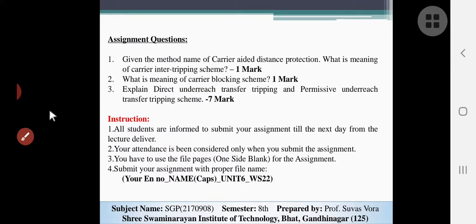So today's worksheet questions: give the method name of the carrier distance protections, and what is the meaning of the carrier inter-tripping scheme, and what is the meaning of the carrier blocking scheme. These two questions are your worksheet questions, and explain the direct underreach transfer tripping and the permissive underreach transfer tripping scheme is your assignment questions.